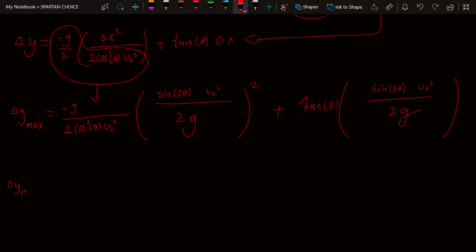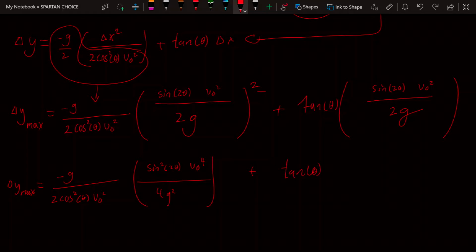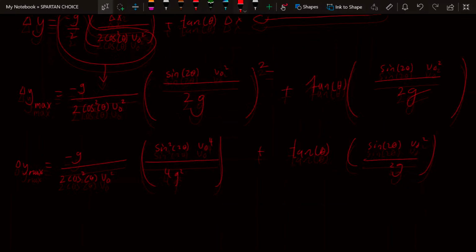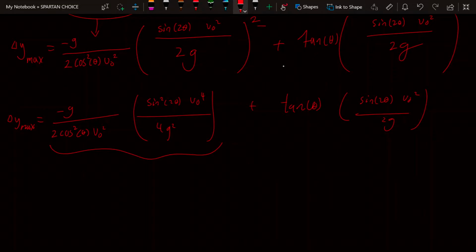So delta y max is equal to minus g over 2 cosine squared theta v0 squared, multiplied by sine squared 2 theta v0 to the power of 4 over 4g squared. I just squared this. Plus, of course, tangent theta sine 2 theta v0 squared over 2g, right? Now, what can I do here? I can unfold this equation, and delta y max is equal to this.